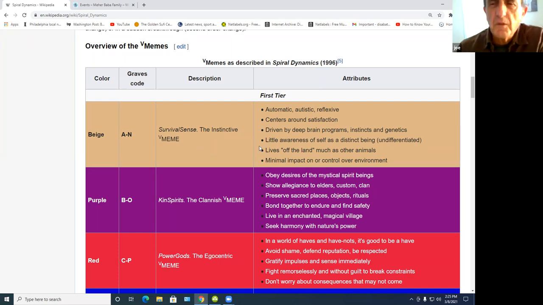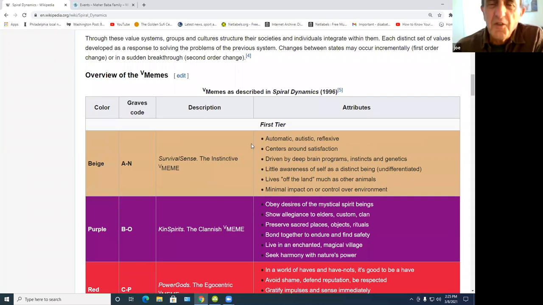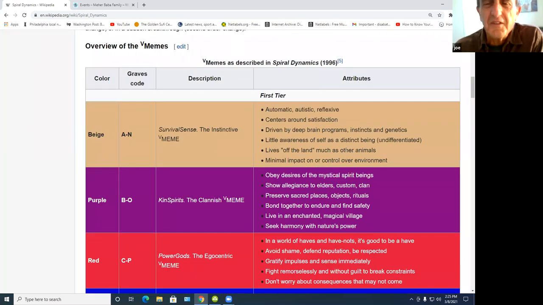Okay. The first stage they call beige. Imagine the humans' first early incarnations. They're still cavemen, the earliest humans. Some characteristics of these earliest humans: automatic, autistic, reflexive. Their drives are just around satisfaction of really primitive drives, driven by deep brain programs, instincts, genetics. A lot of animal instinctual behavior is still there, but they're humans, okay? Little awareness of the self as a distinct being, undifferentiated. You can imagine living off the land in Africa, with minimal impact or control over the environment.